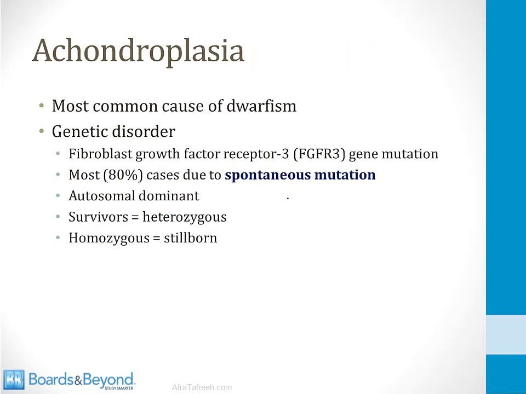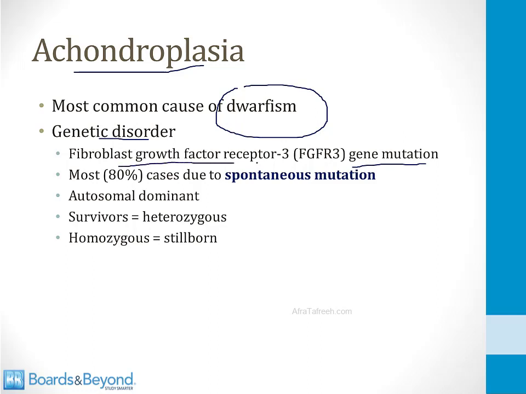If you understand endochondral ossification and growth plates, then it's very easy to understand achondroplasia. This is the most common cause of dwarfism. It is a genetic disorder caused by a gene mutation in the fibroblast growth factor receptor 3 gene. 80% of cases are due to a spontaneous mutation, but this can run in families, and when it does, it is autosomal dominant.